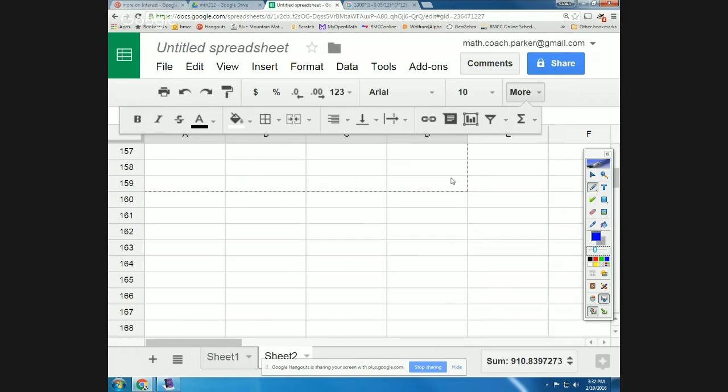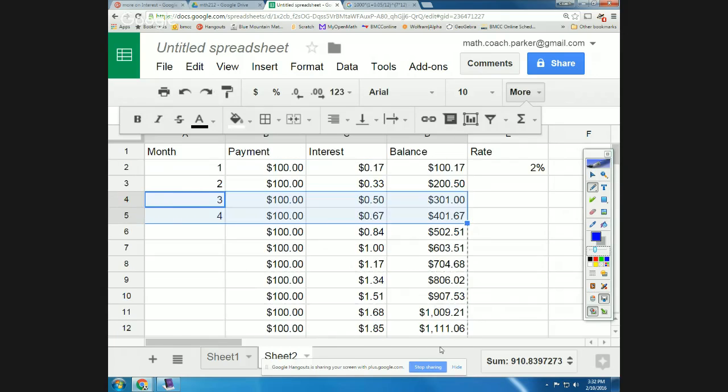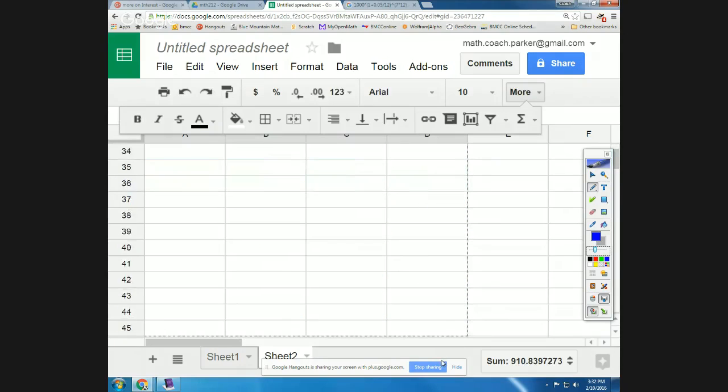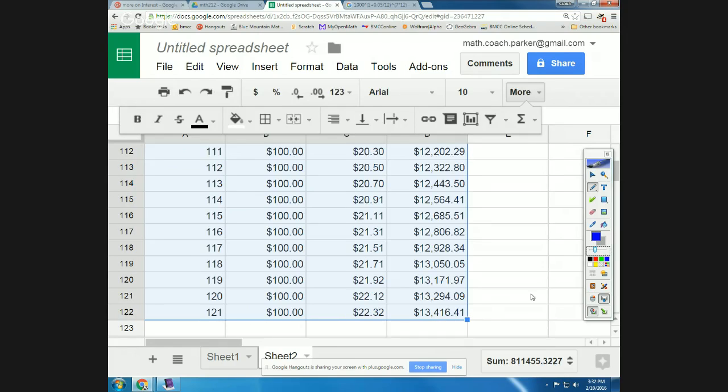So let's see, if I went 120 months... 120 months would be 10 years, right? So we can see what this looks like in 10 years. Okay. So $100 a month, I get $13,000. And we got this extra one.